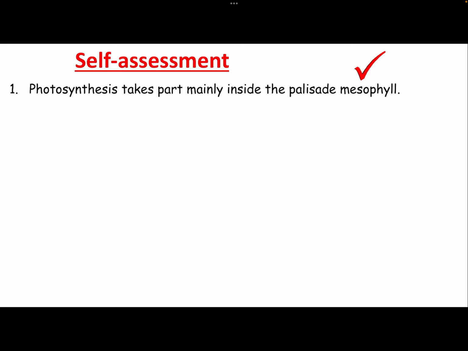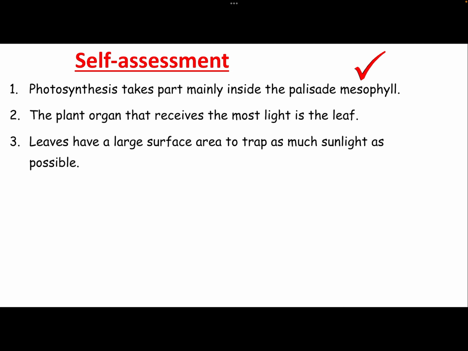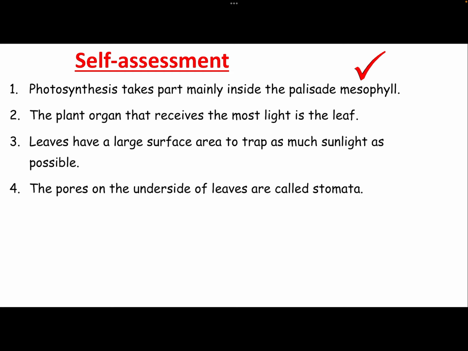So photosynthesis takes place mainly inside the palisade mesophyll, and that is found on the upper side of the leaf where it is exposed to sunlight. The plant organ that receives the most light is the leaf. So you have many leaves on the plant facing upwards towards the sun. Leaves have a large surface area to trap as much sunlight as possible.